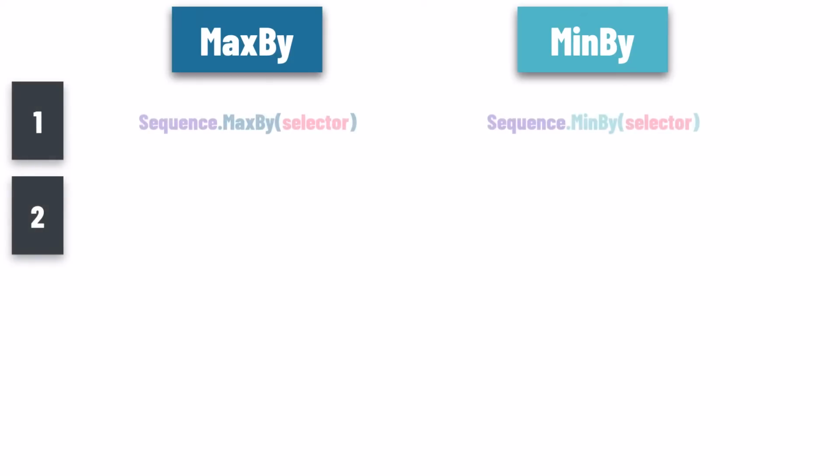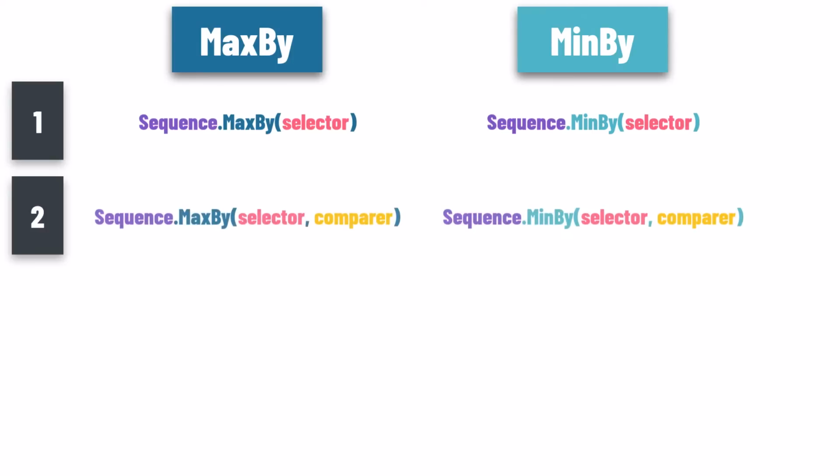MaxBy and MinBy each offer 2 overloads to accommodate this functionality. The basic form takes a selector function and returns the object with the maximum or minimum property value. The second form allows for a custom comparison through an additional IComparer argument, providing even greater control over the comparison process. We will explore these methods, their overloads, and demonstrate their use with data table examples, showing you how to effectively query and analyze your data.